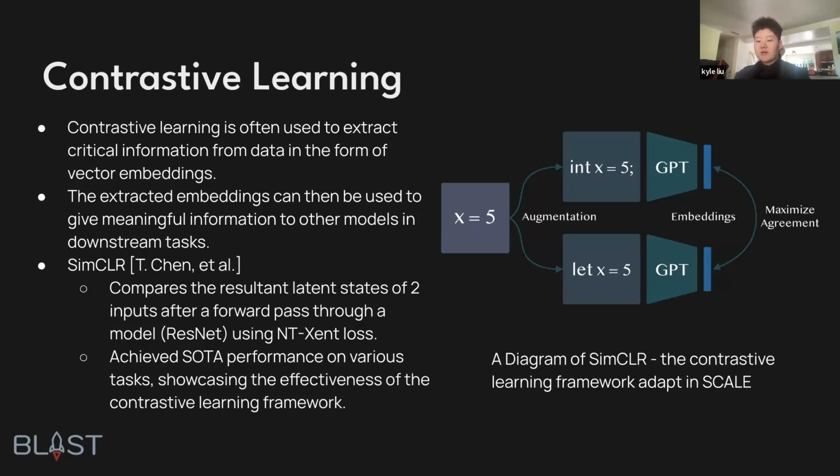One successful framework for contrastive learning is SimCLR. As seen in the diagram on the right, SimCLR compares the resultant latent states of two inputs after a forward pass through a model, ResNet, using a normalized temperature-scaled cross-entropy loss function. This loss function helps the models learn to differentiate between similar and dissimilar instances in the data. SimCLR has achieved state-of-the-art performances on various tasks, demonstrating the effectiveness of contrastive learning.